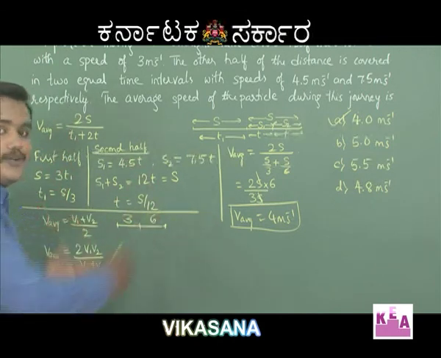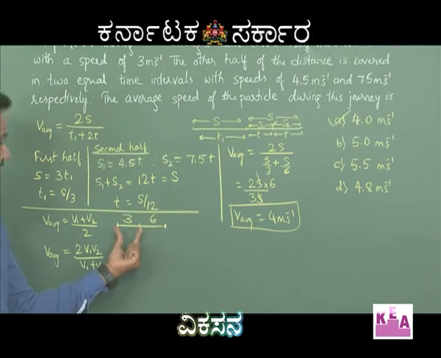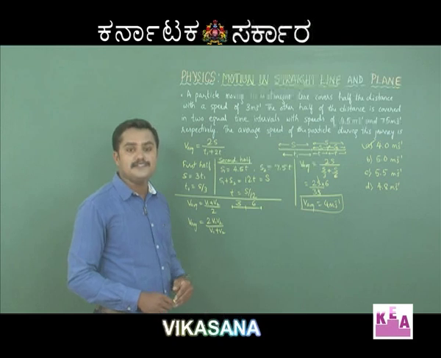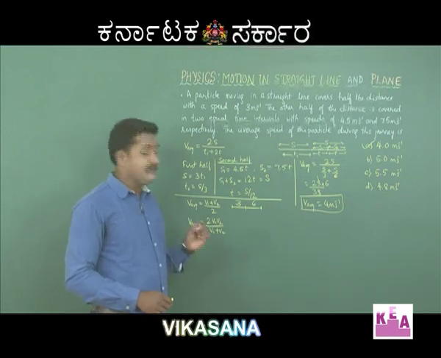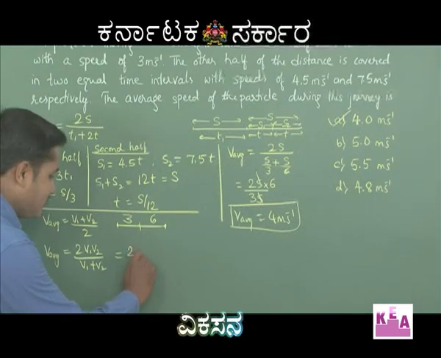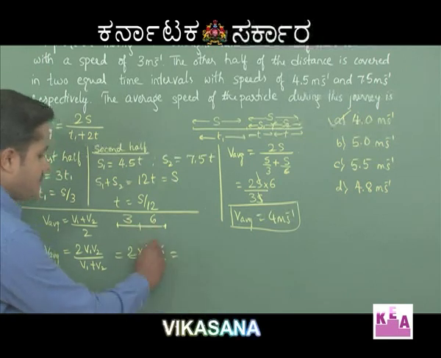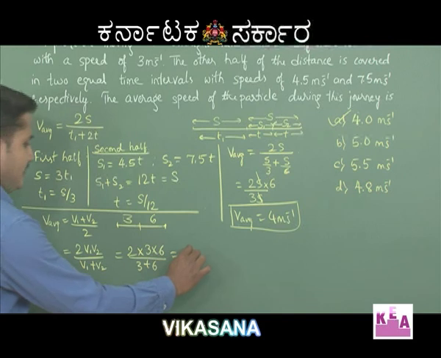Now consider the total journey. What is divided? Here the distance is divided. When distance is divided, go for the second formula. V average is 2 v1 v2 divided by (v1 plus v2). So finally you can write it as 2 into 3 into 6 divided by (3 plus 6). So this is 36 by 9, which gives you 4.